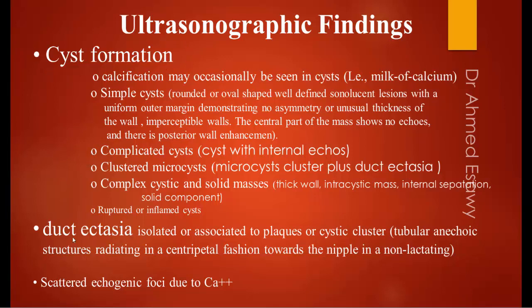Cyst formation is the first ultrasonographic finding. Second, duct ectasia, isolated or associated with plaques or cystic cluster. Tubular anechoic structures radiating in a centripetal fashion towards the nipple in a non-lactating breast. There may be scattered echogenic foci due to calcification present in ultrasonographic findings. So: cyst formation, duct ectasia, calcification.